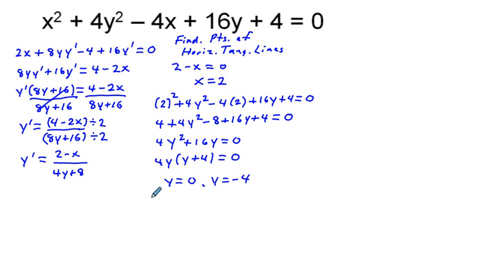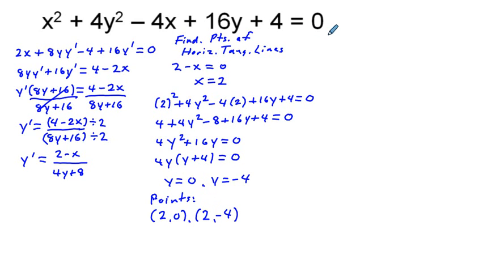So our points of horizontal tangent lines are going to be 2, 0, and also 2, negative 4.